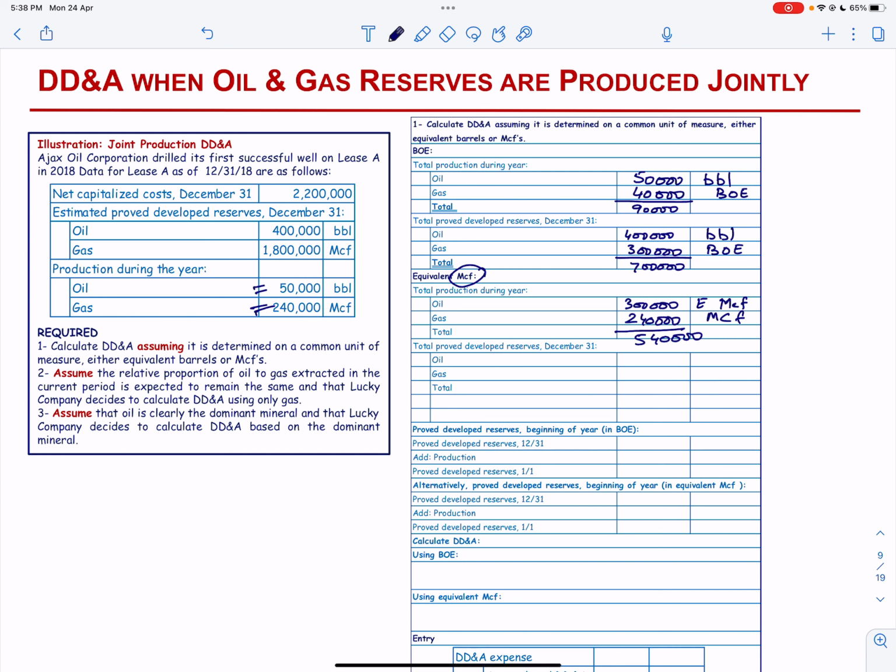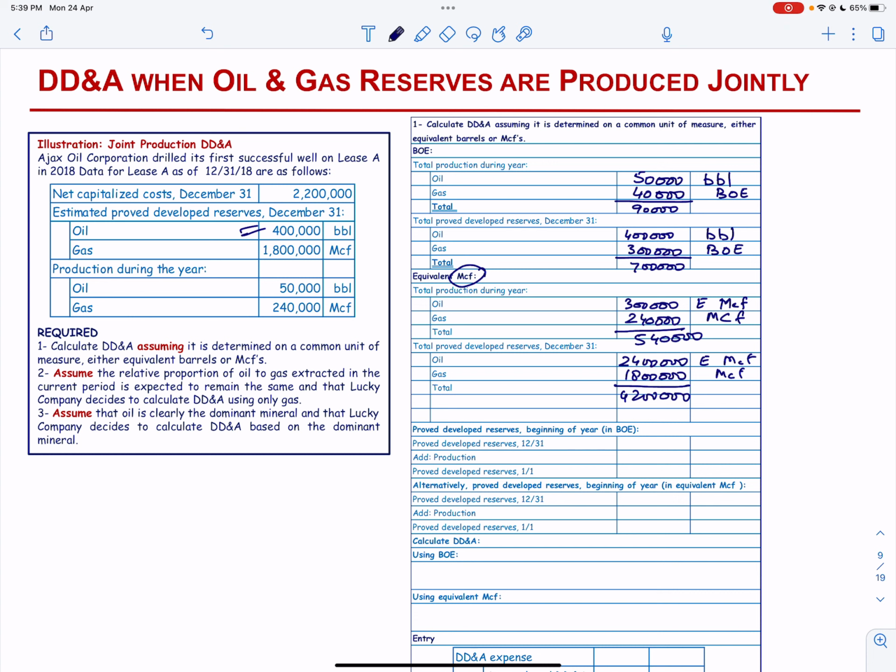Next we are going to calculate the total proved developed reserves. For the proved developed reserves, the oil is 400,000. We will multiply by 6, and this will become 2,400,000. Gas will remain the same, 1,800,000 metric cubic feet, and the total is 4,200,000.